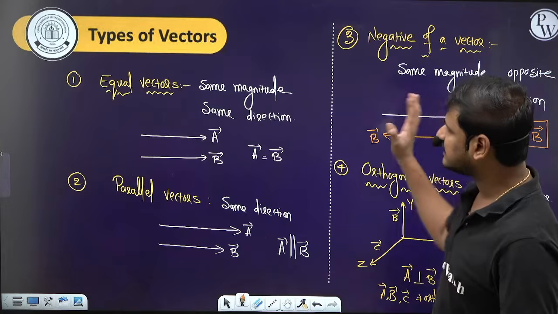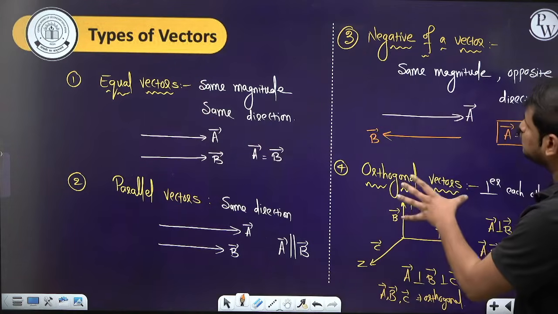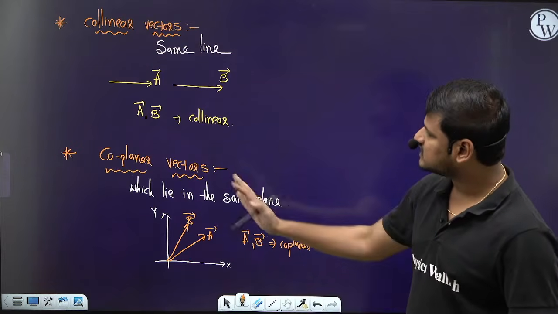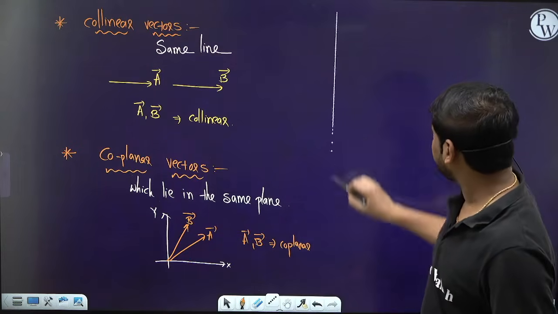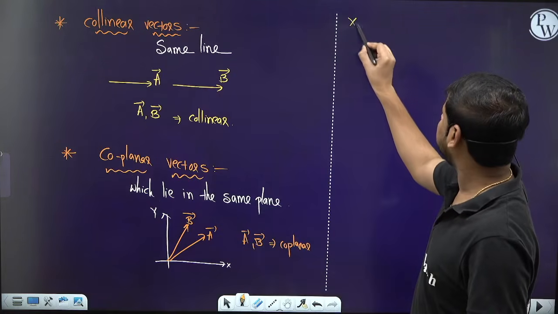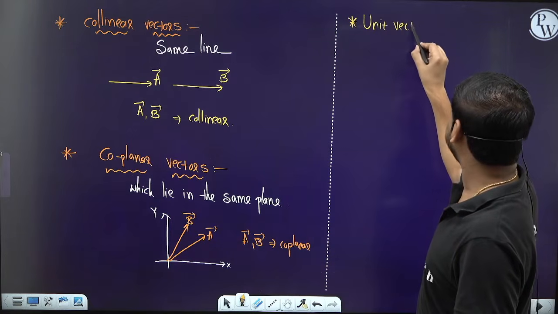So negative vector, parallel and unparallel vectors, equal vectors, orthogonal vectors, collinear vectors, coplanar vectors, and we have one more vector, that's called the unit vector. We'll understand the importance of unit vectors in the next class, so just have the introduction now.